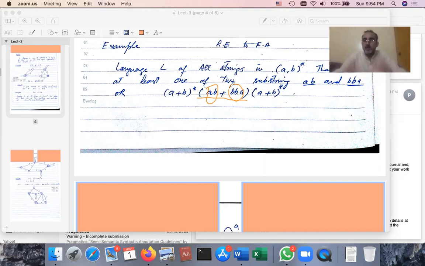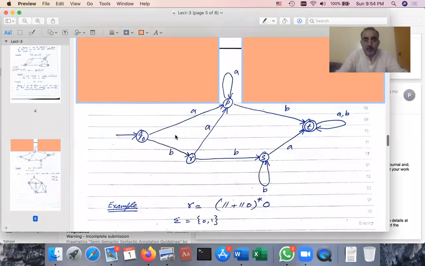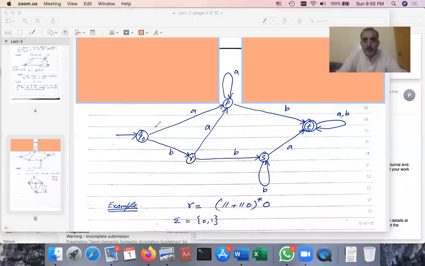And then other combinations of A's and B's in the beginning or at the end. So let's have a look at this one. This is the FA for that string. So for AB, this is the starting state, taking A, reaching here, then taking B, I am reaching the final state. This is one path, for string AB. And the other was BBA.